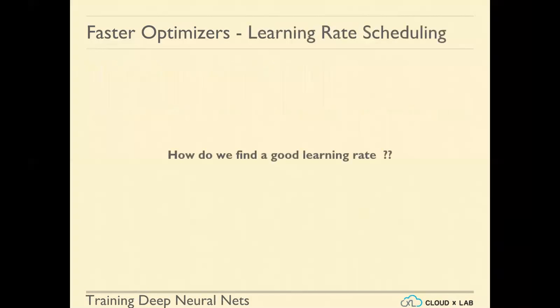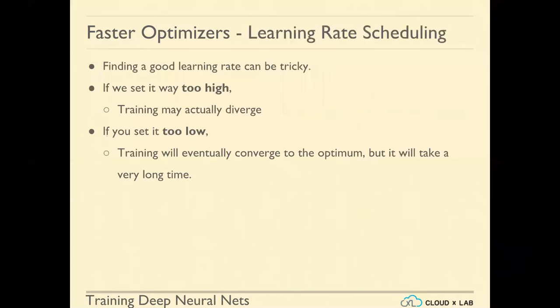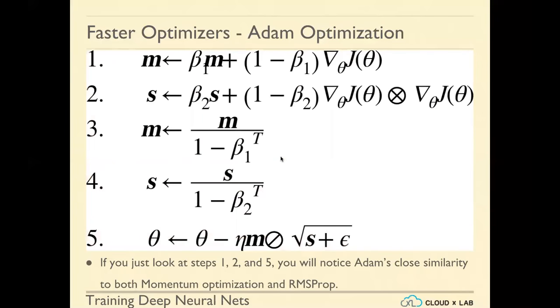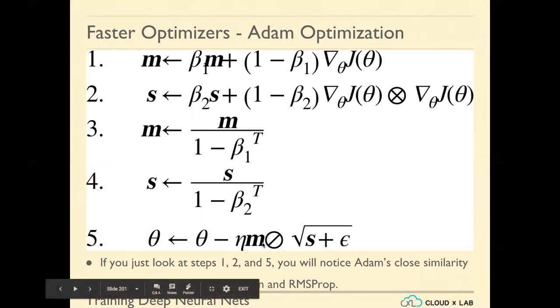All right. So how do we find a good learning rate? Finding a good learning rate can be tricky. If we set it too high, training might actually diverge. And if you set it too low, training will eventually converge to an optimum, but it'll take a long, long time. The eta that we use is called the learning rate. Here is eta, and in the last step we are multiplying m with eta.